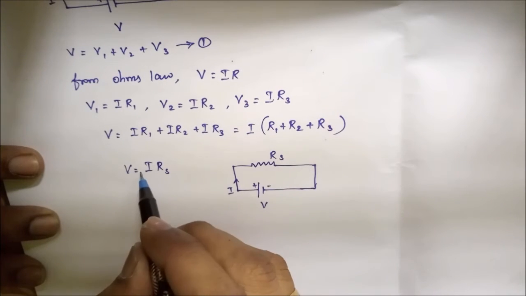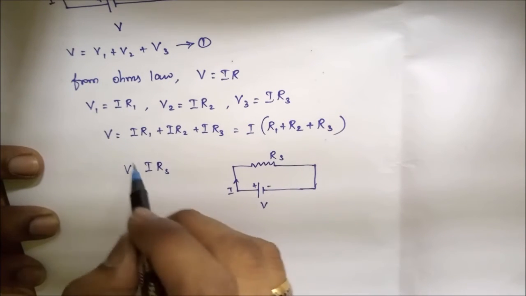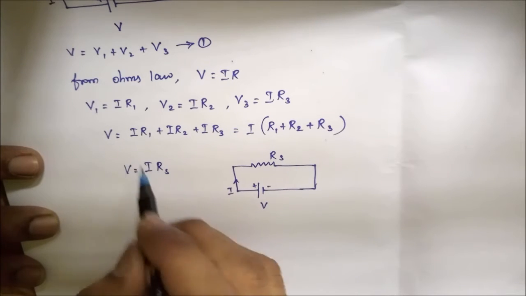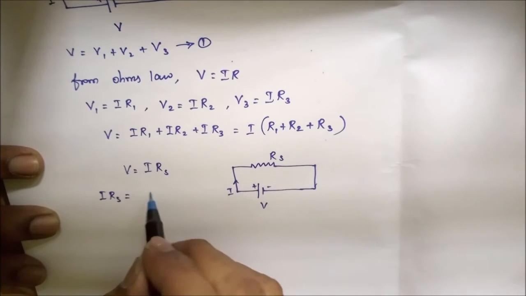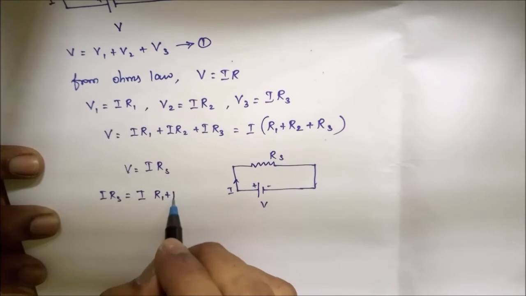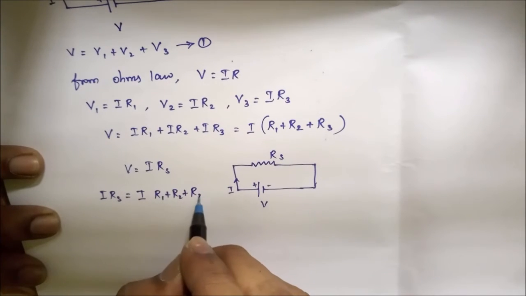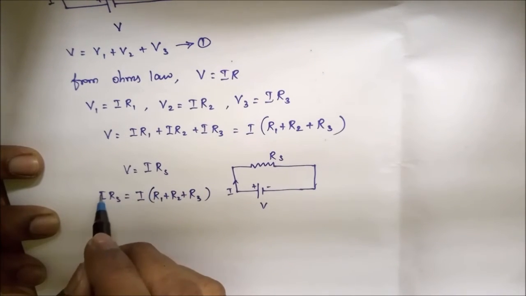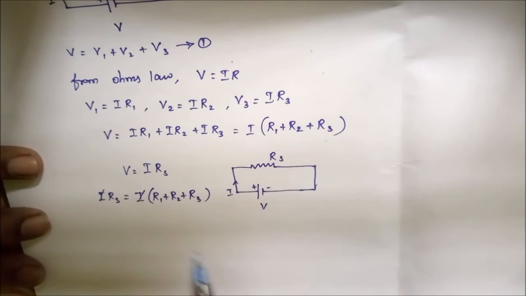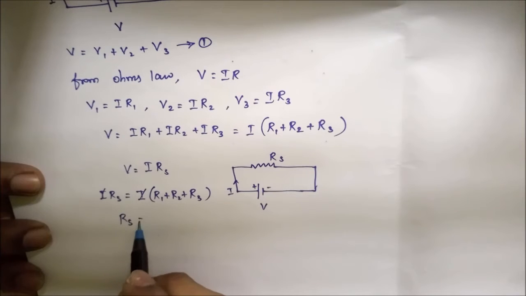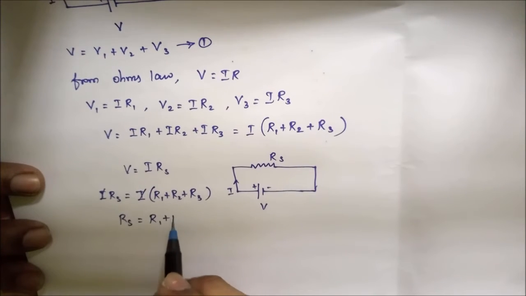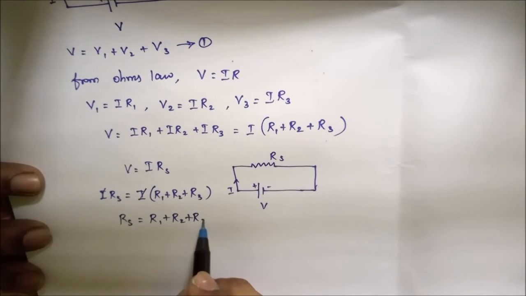Now this value we have to substitute in the above equation. When you substitute, I RS is equal to I times R1 plus R2 plus R3. Here I is common, so they cancel each other. So what is remaining? RS is equal to R1 plus R2 plus R3.